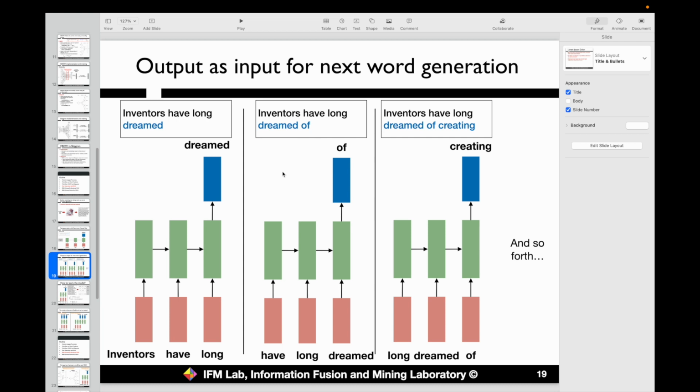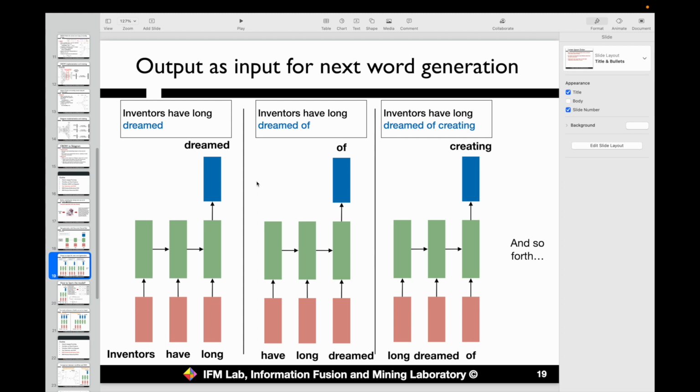However, once you train a model, if you make a mistake in the very beginning, like if we have "inventors have known" and you make a wrong prediction for "dreamed", then all the following predictions will likely be wrong, because the following steps are based on that prediction result. So make sure you don't make many mistakes in the very beginning of generating the documents. Otherwise, you will likely generate something which is very hard to read.